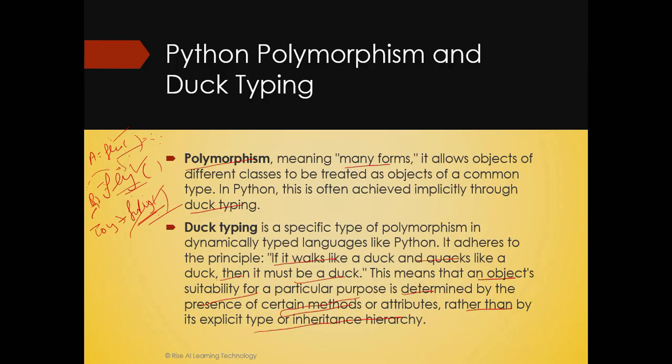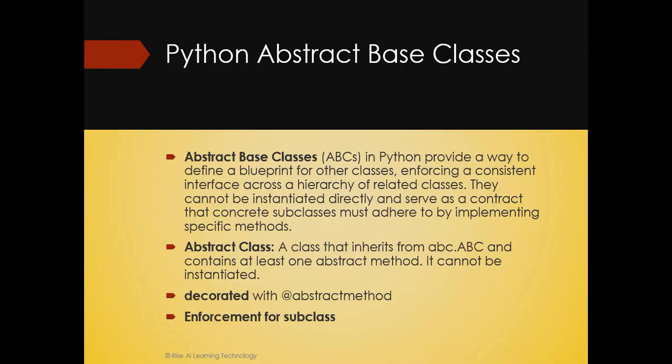So we should mainly focus on these many forms and the presence of certain methods or attributes in the same thing: fly, fly, fly, like this. Okay, next I am going to the abstract base class.